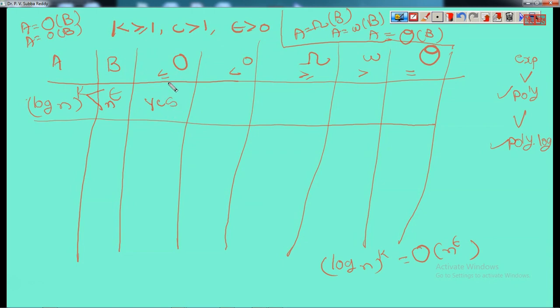This is correct. It is less than or equal to, true, correct. So less than 2 also becomes correct. Why? Because this is smaller than this. So this is also a yes answer.